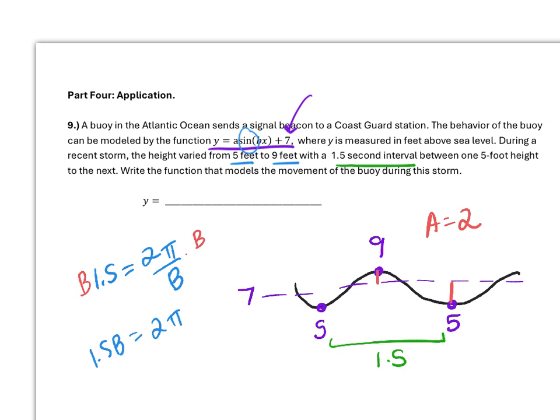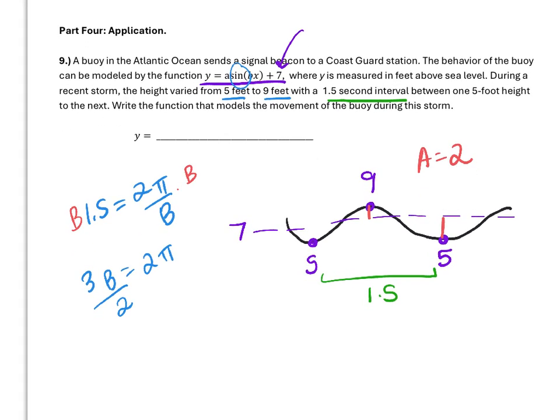I'm going to rewrite this as a fraction. 1.5 is 3 over 2, just so that I get a clean number. So 3b over 2. And then to get b by itself, which is what I want to solve for, I'm going to multiply by the reciprocal. So I'm going to do 2 over 3 times 2 over 3, because multiplying by the reciprocal gets b by itself. B equals 4 pi over 3.